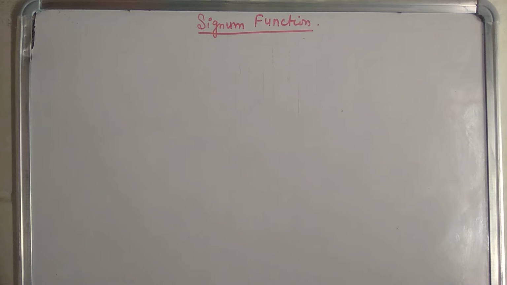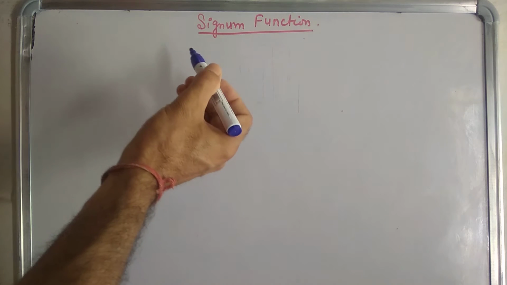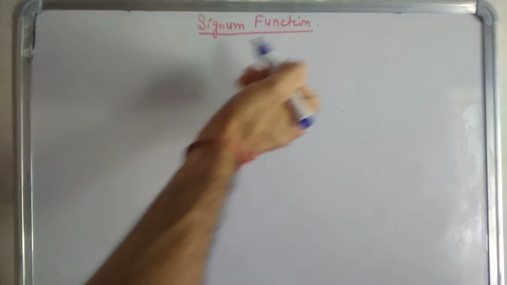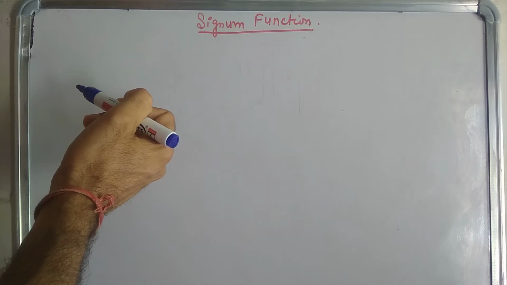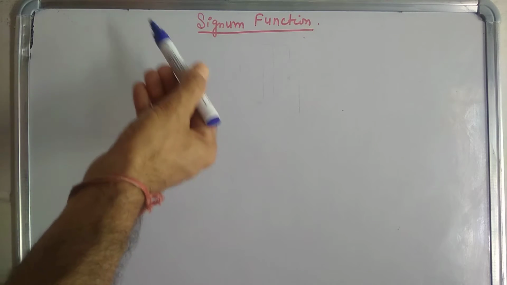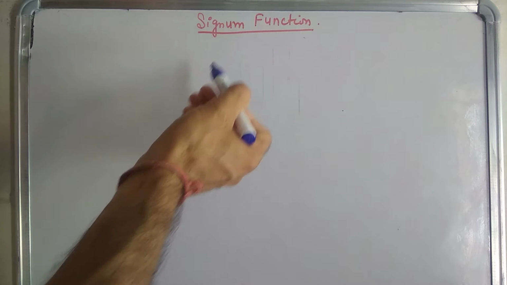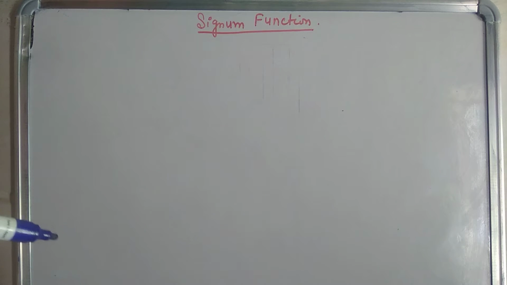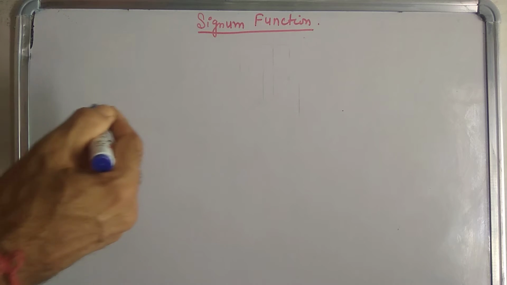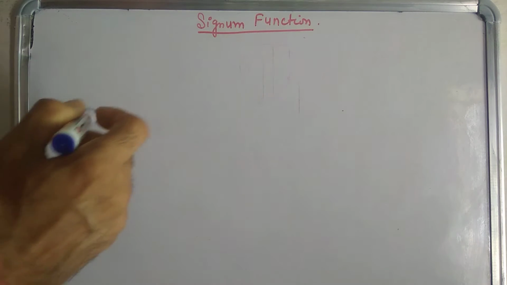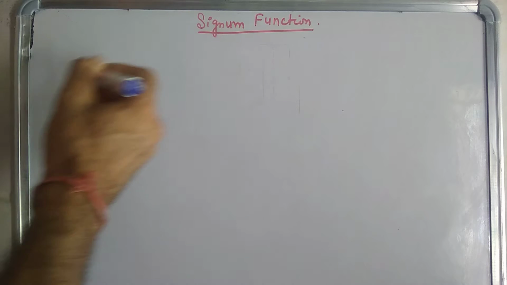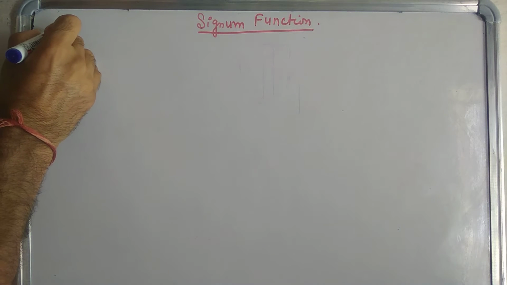Here we will see a function, the signum function, which is also known as the sign function. Sign means this is a function which represents the sign of real numbers, positive or negative. That is why this function is also called a sign function.